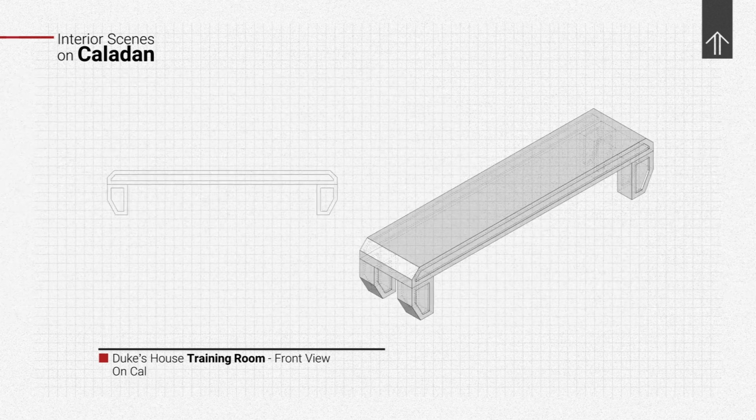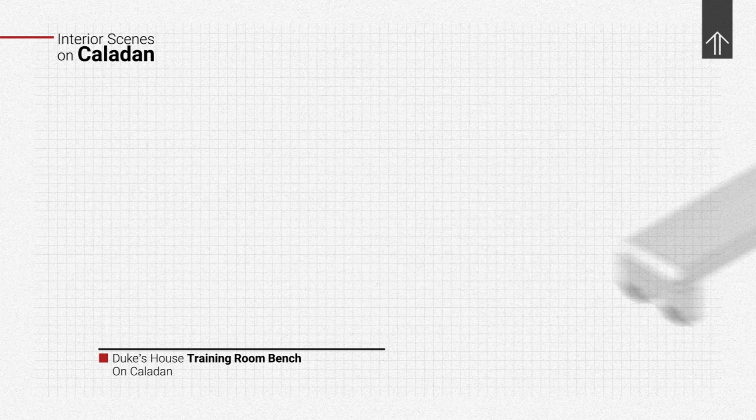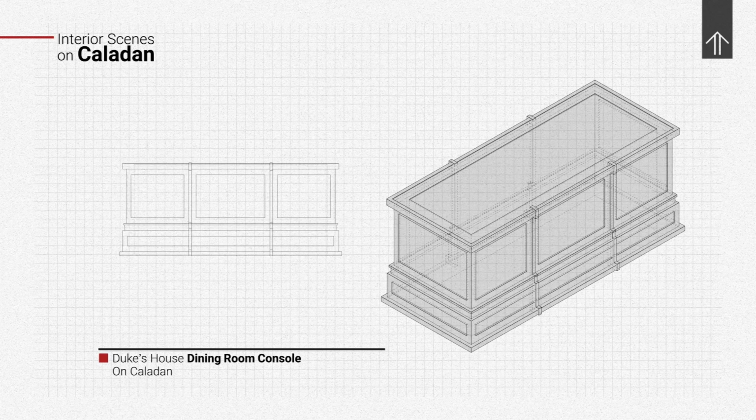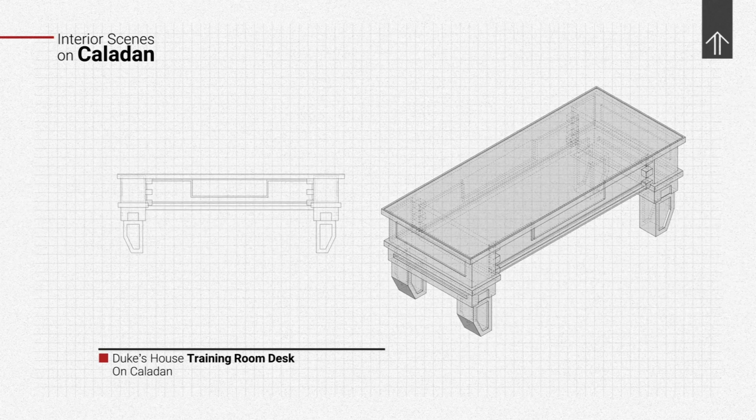Furniture sets in interior scenes on Caladan follow a single design concept. Heavy wooden furniture with sloping bases and symmetrical inlays. You can see how balanced they were designed.